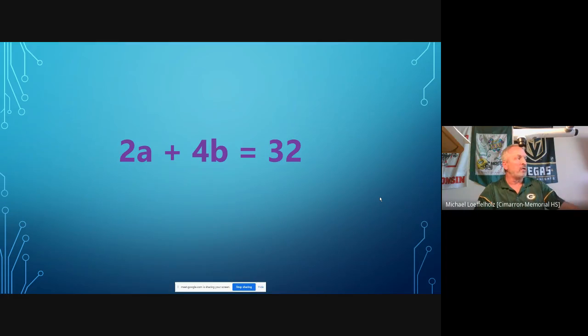Okay, so here, if I want to find out where the a-intercept is, then I just say 2a equals 32. If I want to find out where the b-intercept is, then I say 4b equals 32. All right, so that's all I have to do there. Now, we'll find those numbers later. I'm just setting up the equations for now.